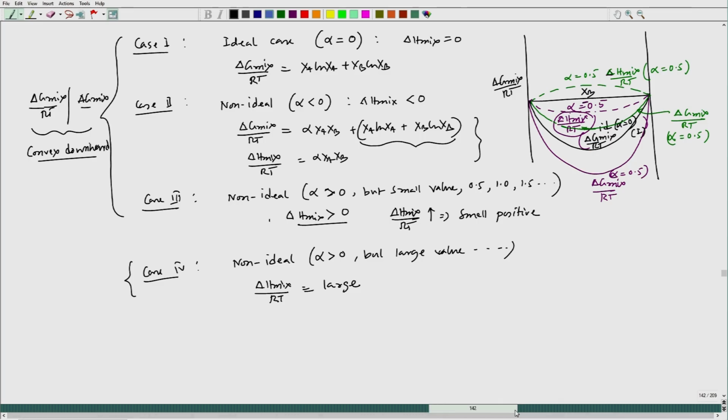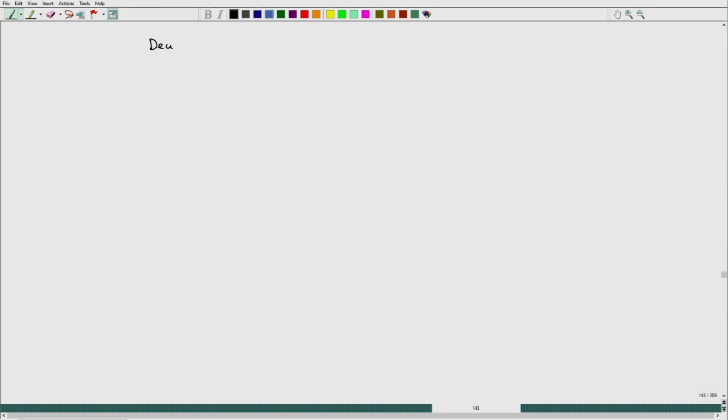First three cases, can we decide the stability? Let us look at that. Now, deciding stability in case 1, case 2 and case 3. So, let us put the plot.